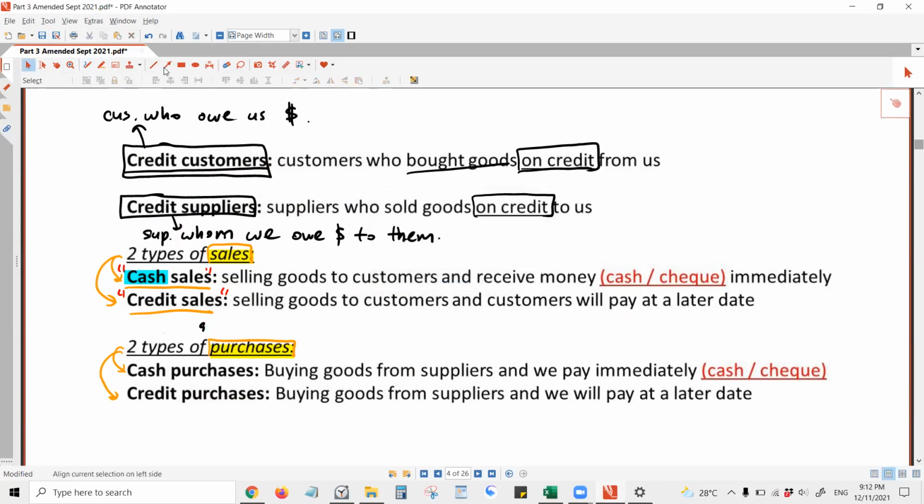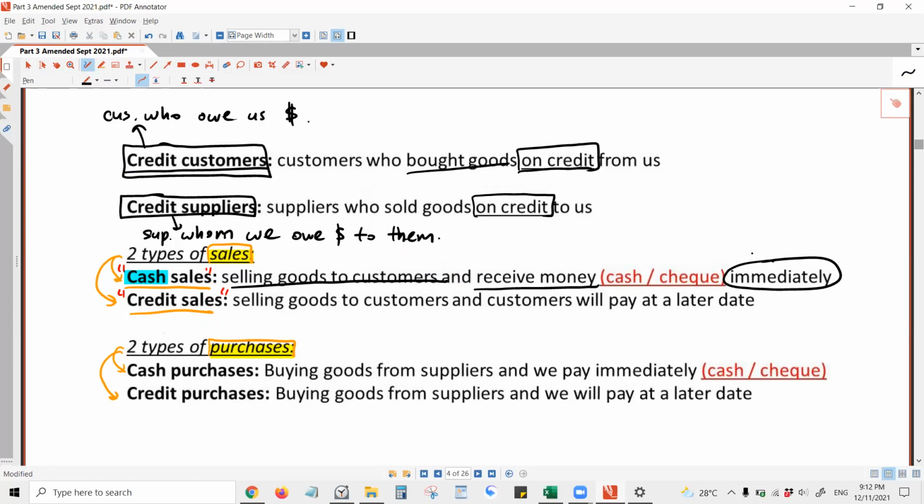Cash sales means, you can read on your own first. Let me erase this. It means that when you sell goods to the customer, you get money on the spot from them. That means customers pay to you immediately when you send them the goods. They pay you on the spot. Customers pay us on the spot.